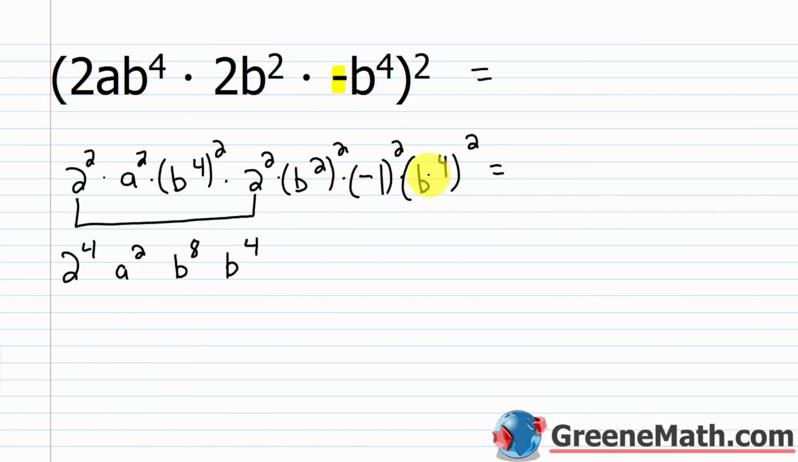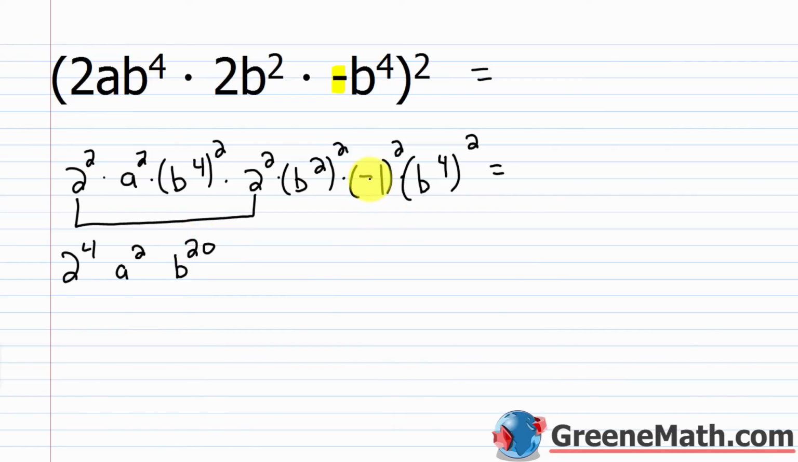And then I'm going to skip over this one for a second and just go to this one. So b to the 4th power, and that's squared. So keep b the same, multiply exponents. 4 times 2 is 8. So now I have b to the 8th, b to the 4th, and b to the 8th. If I'm multiplying those together, I would just keep b the same and add the exponents. So 8 plus 4 is 12. 12 plus 8 is 20. So this would be b to the 20th power.